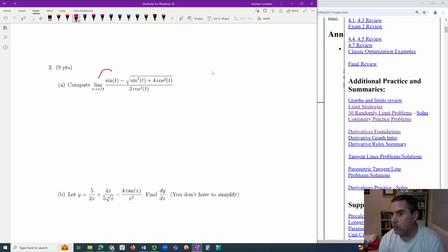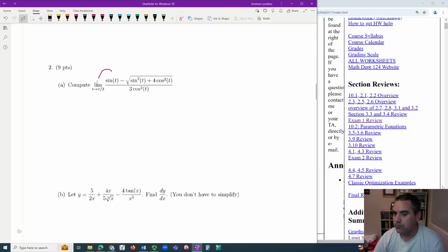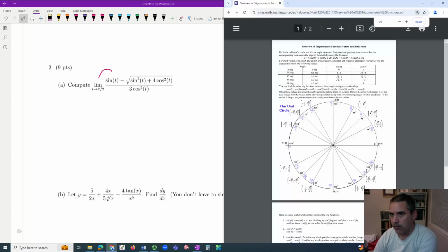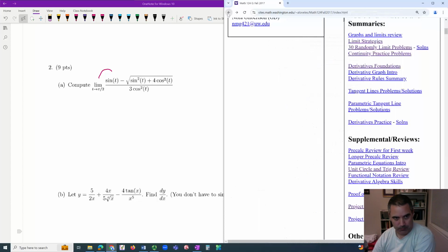When you plug in pi over 2, what's the sine? If you don't know that, you would put that on your note sheet. I have a trig review sheet here. Oh, that's an old one. I have a nicer, newer one now on my other pages. I need to update that.